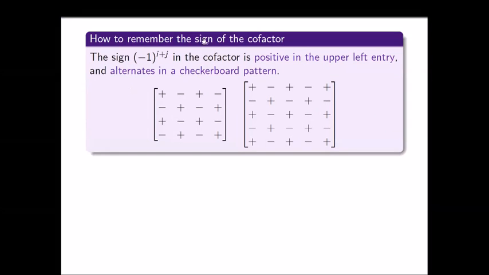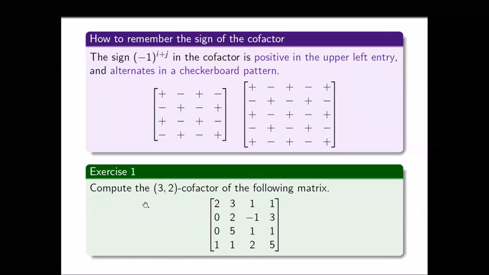So how do we remember the sign of the cofactor? We start with a plus in the first entry of the matrix, in the upper left corner, and after that, it just alternates in a checkerboard pattern.